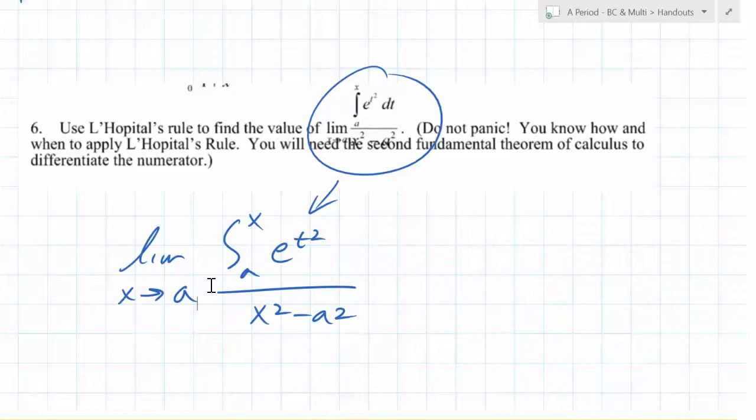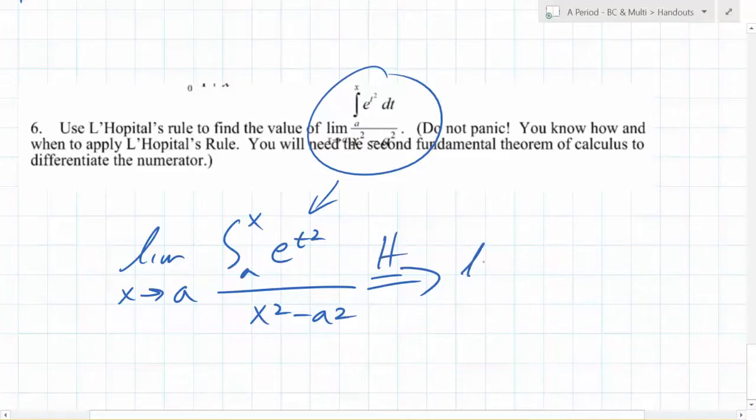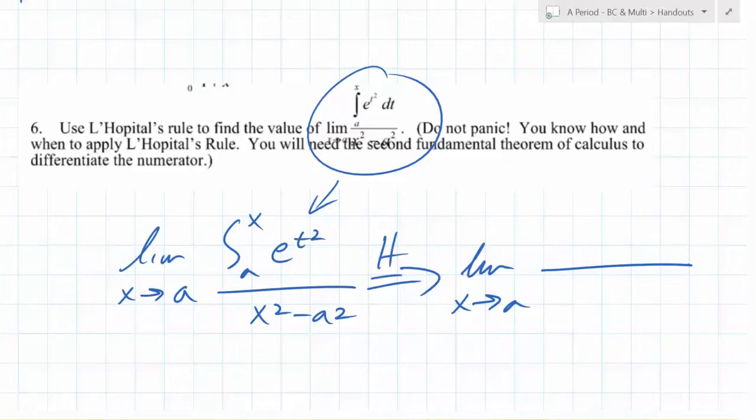The notation that you generally see is this. This is equal to, with an h over it, the limit as x goes to a. Can someone tell me what the derivative of the denominator is on this one? What is it? 2x. Because a is a what? Yay. What about the top? It tells you in the question what you need to do on the top. It tells you to use what?